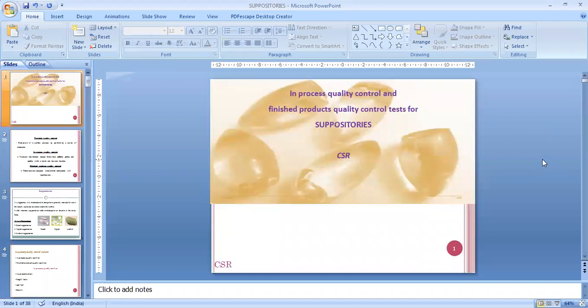So, dear students, in my previous class, I discussed the in-process quality control test and finished products quality control test for ointments. Today I'll talk about the in-process quality control and finished product quality control tests for suppositories.